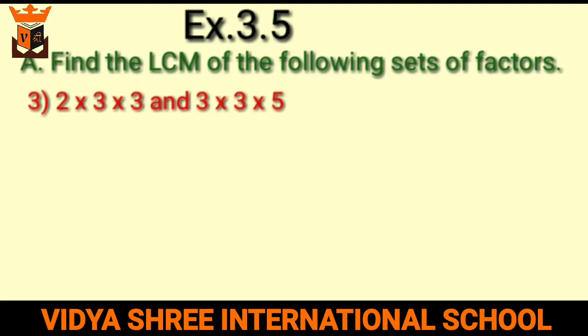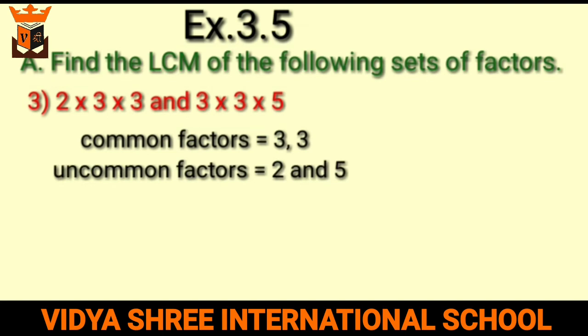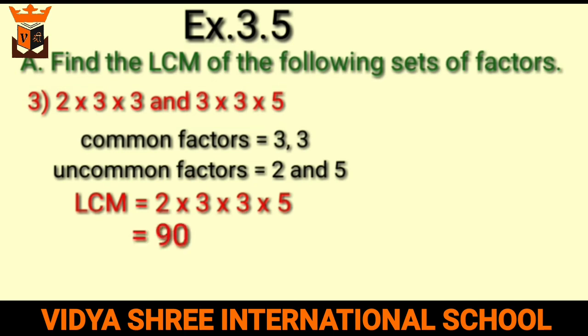Third one is 2 multiplied by 3 multiplied by 3 and 3 multiplied by 3 multiplied by 5. Here 3 and one more 3 are the common factors between the two sets. 2 and 5 are uncommon factors. So LCM will be the product of them. So LCM will be 2 multiplied by 3 multiplied by 3 multiplied by 5, which is equal to 90.